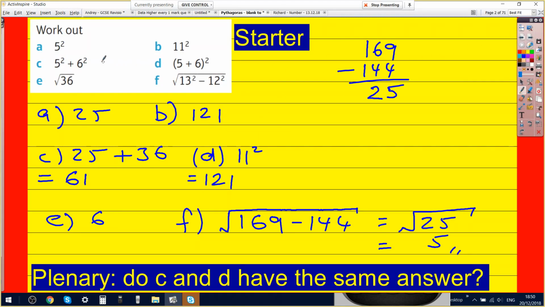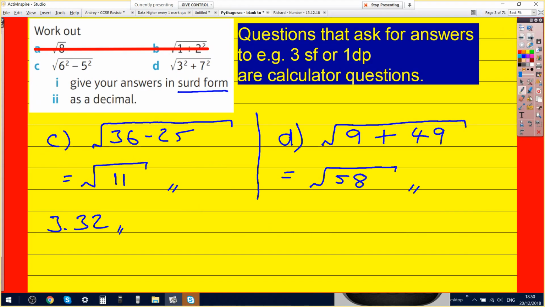So we did a starter, and what we saw is that the important bit, C and D aren't the same thing. They give two different answers. So you don't add the two sides and then square. You square the two sides and then add. If it says surd form, what does surd form mean? It's still got the square root box on it. Yeah, it's like square root form. And then if it says to 3 sig fig or to 1 decimal place or a decimal, that's a calculator question.